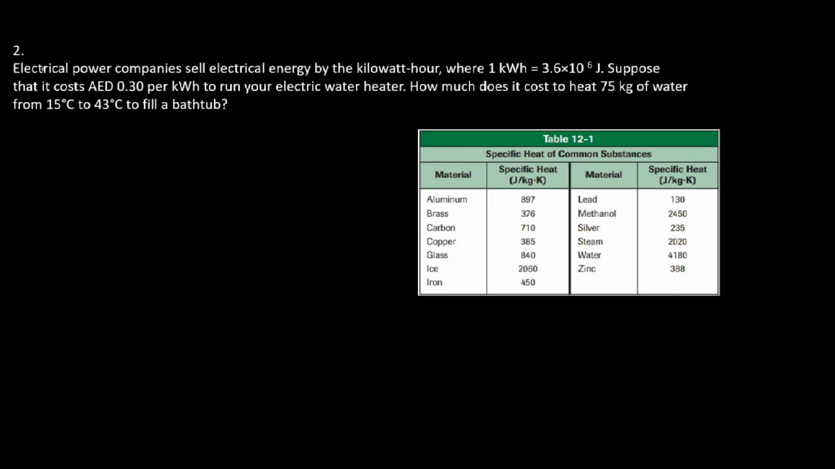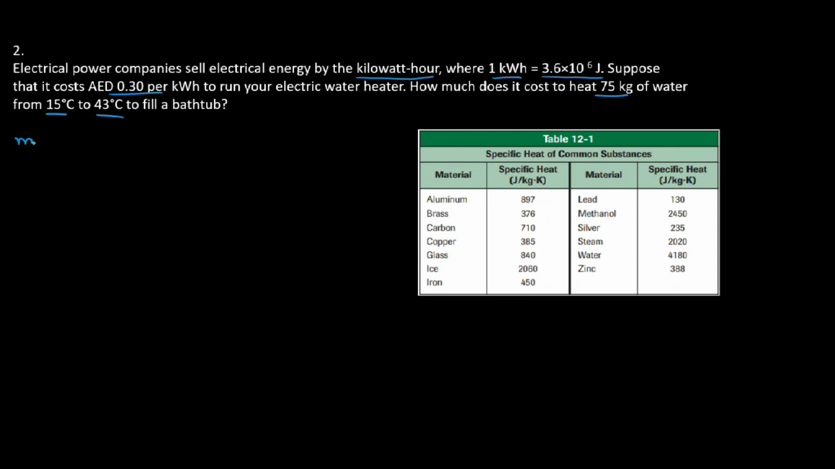Question 2. Electrical power companies sell electrical energy by kilowatt hour. 1 kilowatt hour is equal to 3.6 times 10 to the power 6 joule. Suppose that it costs AED 0.30 per kilowatt hour to run your electric water heater. How much does it cost to heat 75 kilogram of water from 15 degrees Celsius to 43 degrees Celsius to fill a bathtub? Let's write down what they have given us.